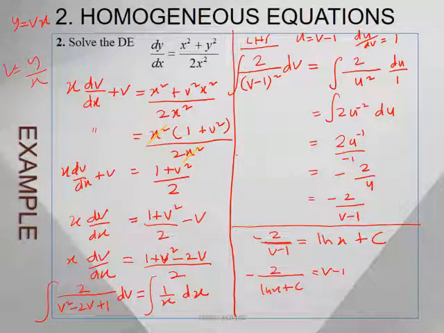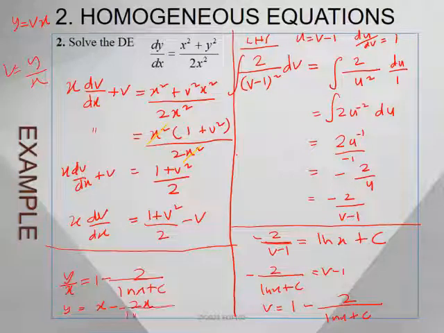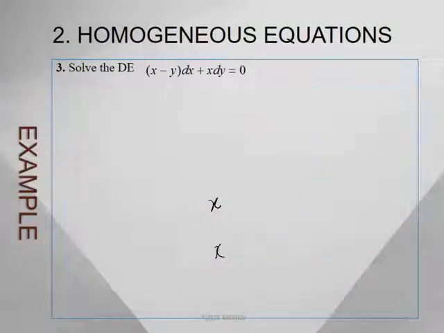So v is equal to 1 minus 2 over (ln x plus c). So you substitute what is your v, v equals y over x. Okay, so y over x equals 1 minus 2 over (ln x plus c), so y is equal to x minus 2x divided by (ln x plus c). So you can just leave it like this. Okay, that's it.